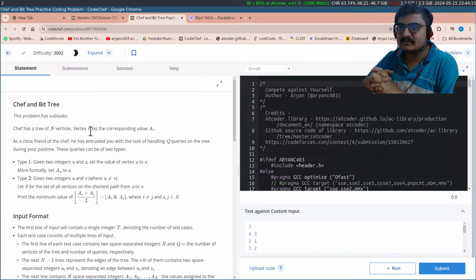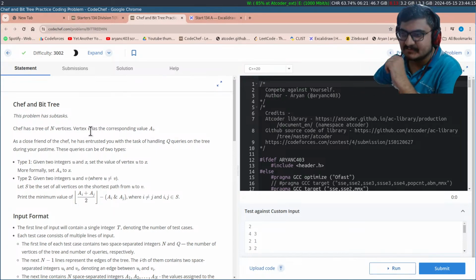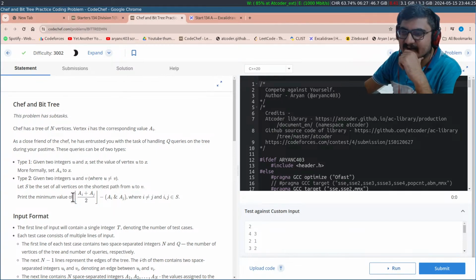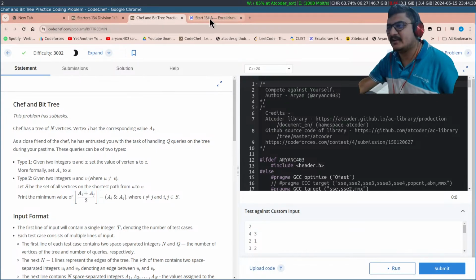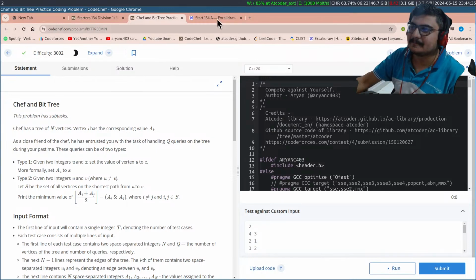The problem gives us a tree with n vertices, where vertex i corresponds to a_i, and there are two types of queries. Either change the value of some vertex, or we are given two nodes, we should look at all the values on the path from U to V, and then find the minimum possible value of this expression. This expression does not help us at all, so let's see what it means.